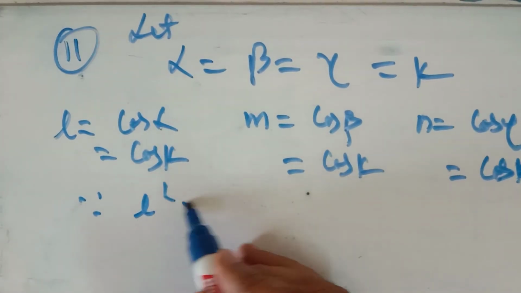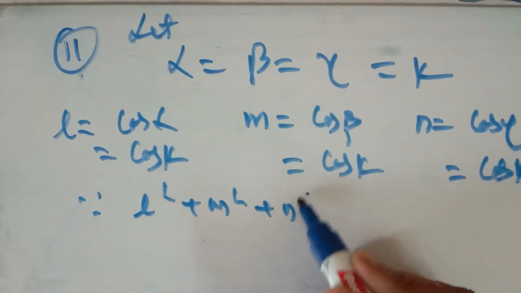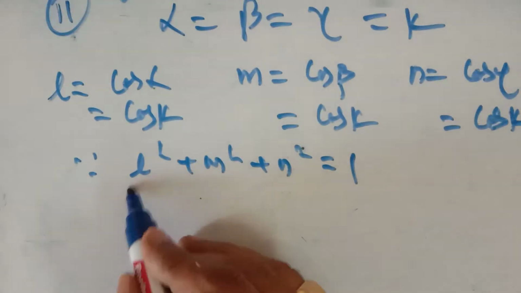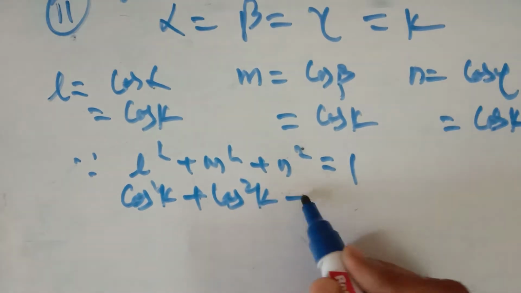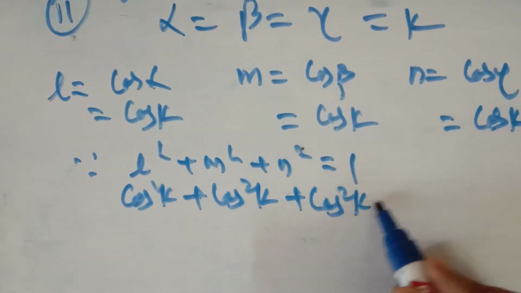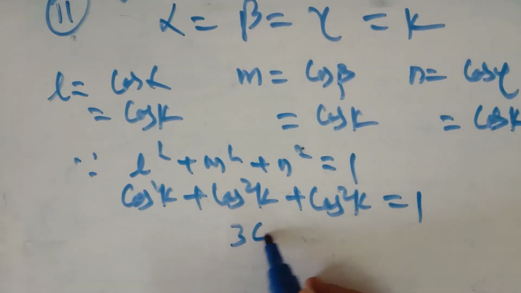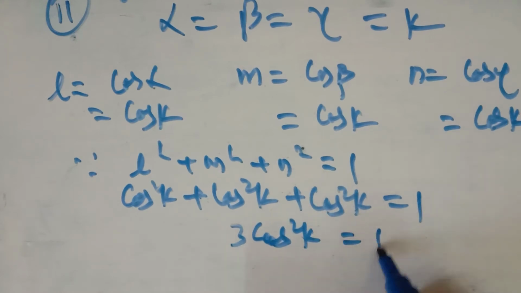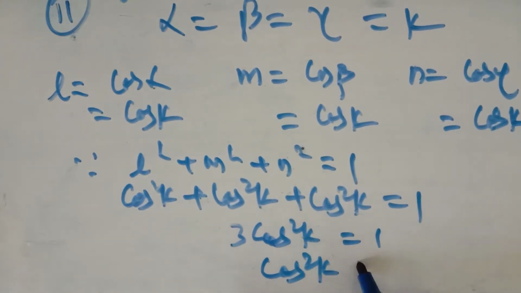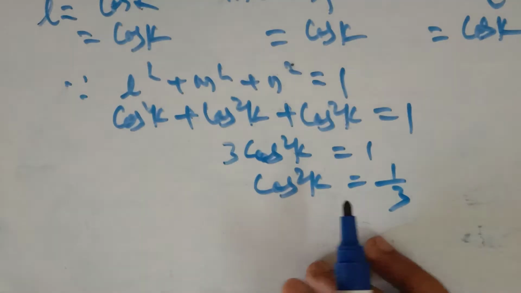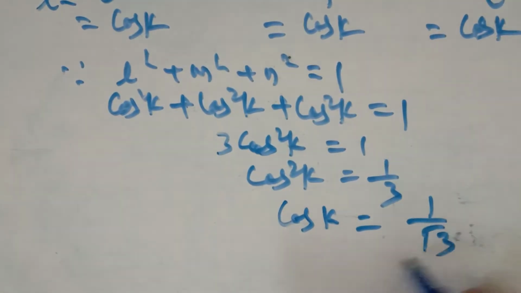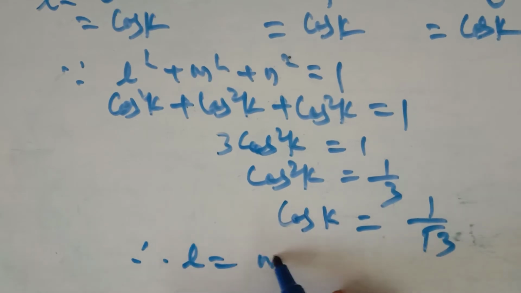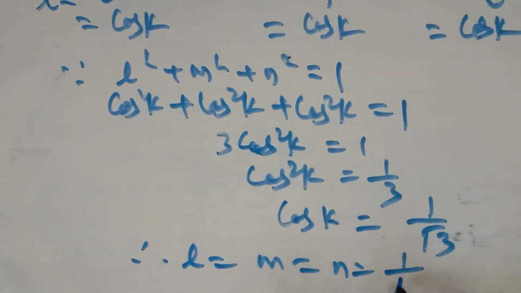Now because l square plus m square plus n square is equal to 1, it is cos square k plus cos square k plus cos square k is equal to 1. So 3 cos square k is equal to 1. Cos square k is equal to 1 upon 3. So cos k will be equal to 1 upon root 3. So the direction cosines are all equal to 1 upon root 3.